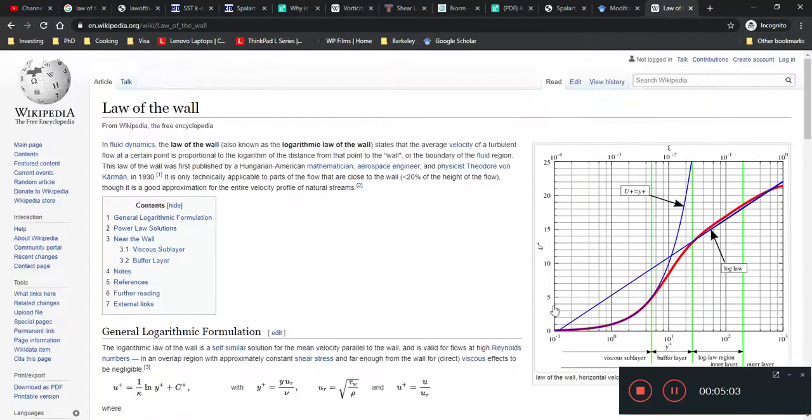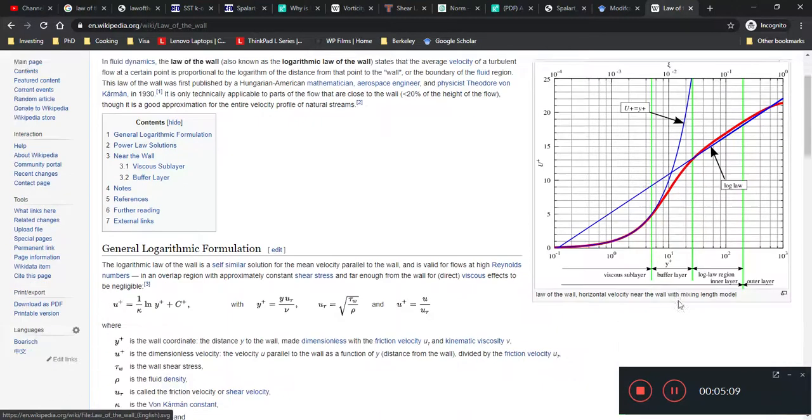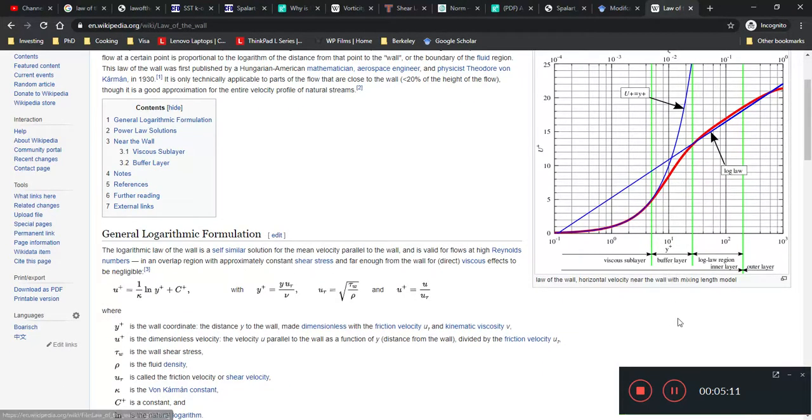You will always have a viscous sublayer where U plus equals Y plus, and then there's a log law region, and then there's something called the buffer layer. The log law region is where you start to have fully turbulent flow happening, and of course there's an outer layer here as well. And the viscous sublayer is where you have laminar flow.